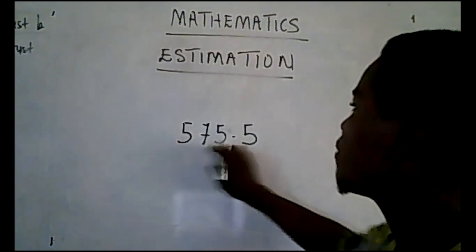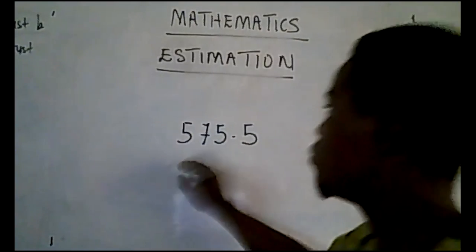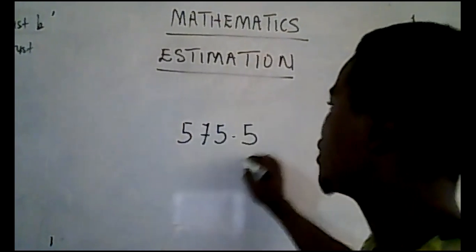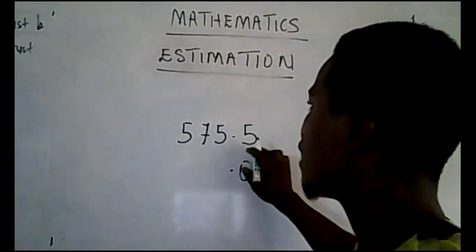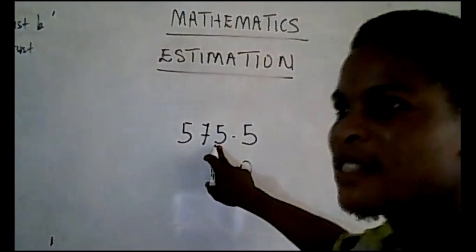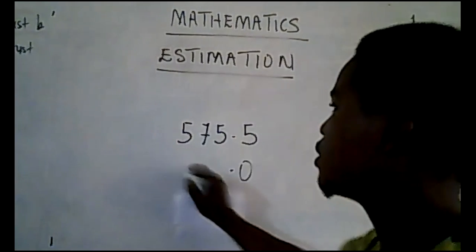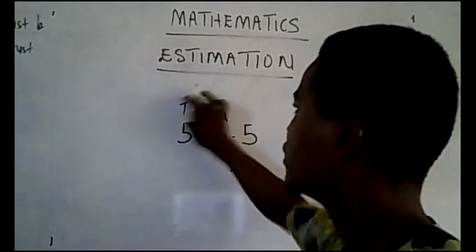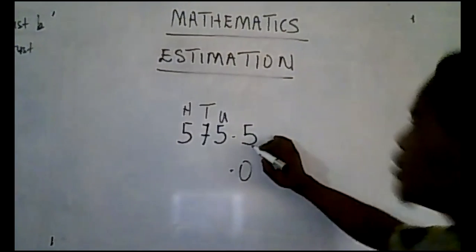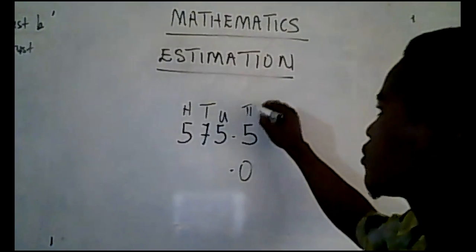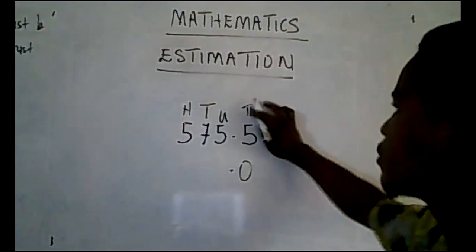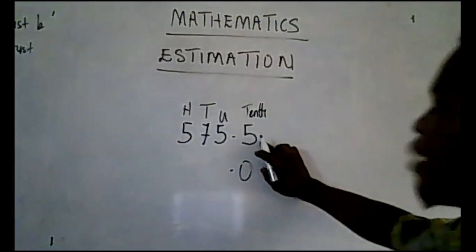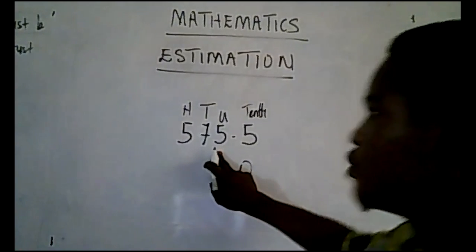Now, if you have 575.5, it implies that the figure after the decimal will be changed to 0. And thereafter, you add 1 to the unit, that is, to the figure in the unit place. Now, which figure is the unit place? We have 5. This is unit, this is your tens, and this is your hundred. When you turn this 5 to 0, automatically you take 1 and add it to the unit, that is the figure in the unit place, which is 5.